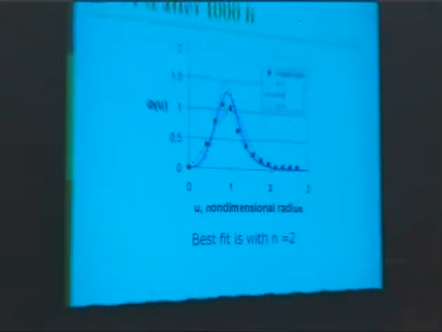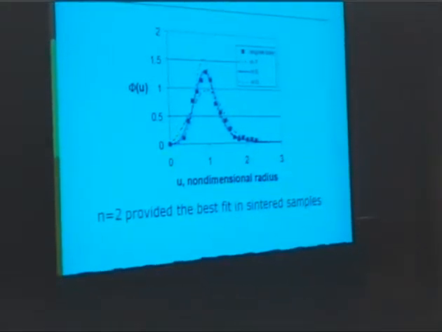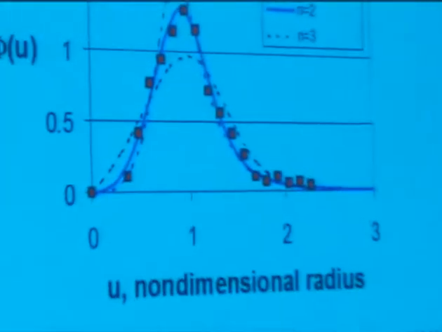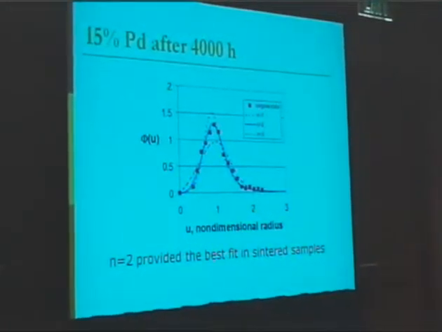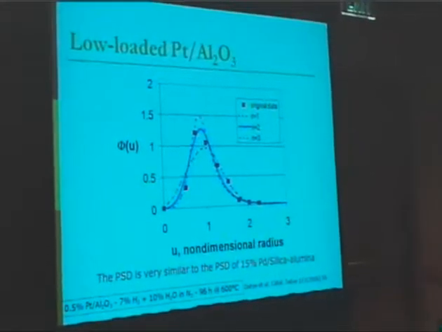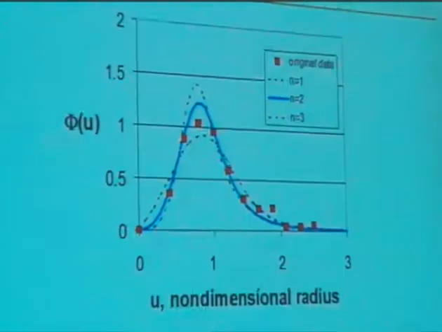In this case, that's the best fit after 1,000 hours. After 4,000 hours, the same catalyst. This is the particle size distribution. Again, we get a value of n equals 2. That's even better, the fit in this case. And this is the case of a low-loaded platinum on alumina system. You can tell also that there is a rather good fit, also n equals 2, for a different sample.